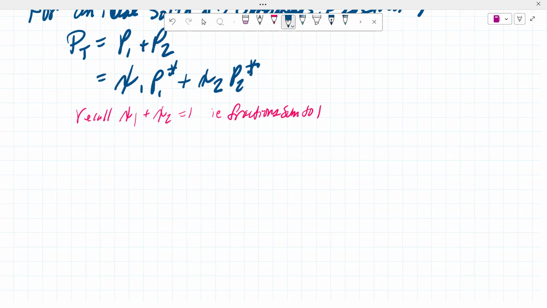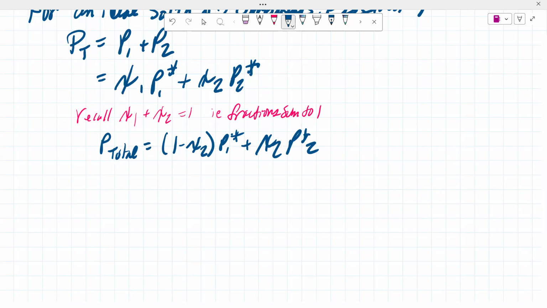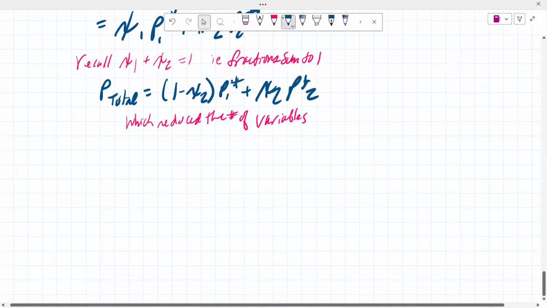So now we can write the total equals (1 minus chi2) P1 star plus chi2 P2 star, which reduces the number of variables, because we can write everything in terms of just one thing.